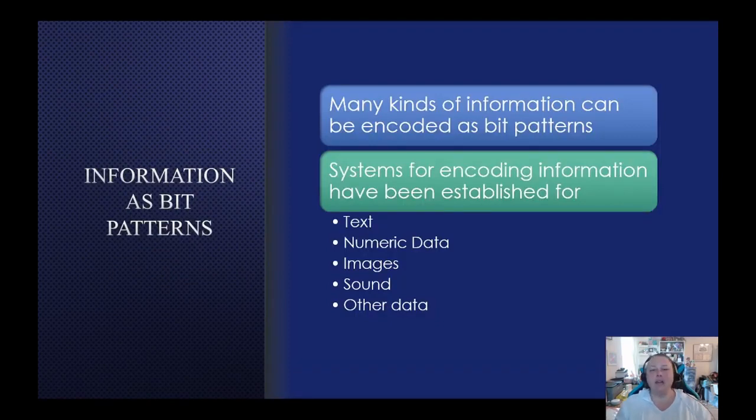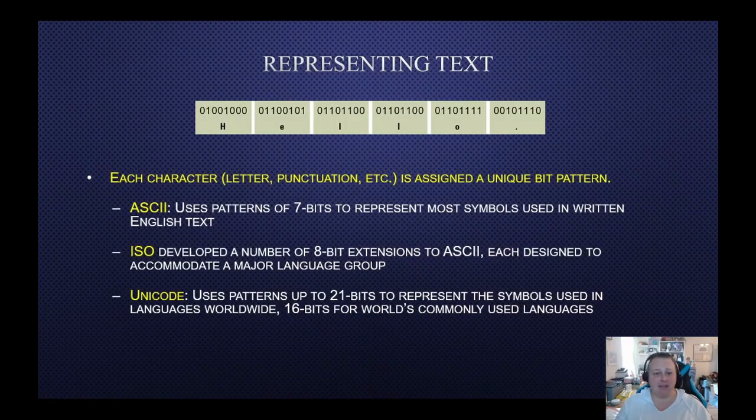All the information out there has to be stored in some type of bit pattern for the computer to recognize it. So you can store things like text, numeric, images, sound. You can store all this type of data as a bit pattern. It just does it in slightly different ways. Let's start out by looking at text.